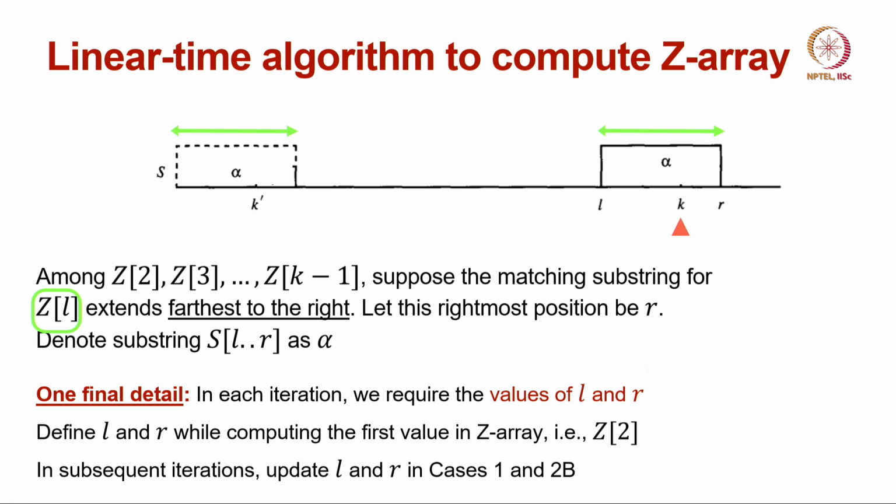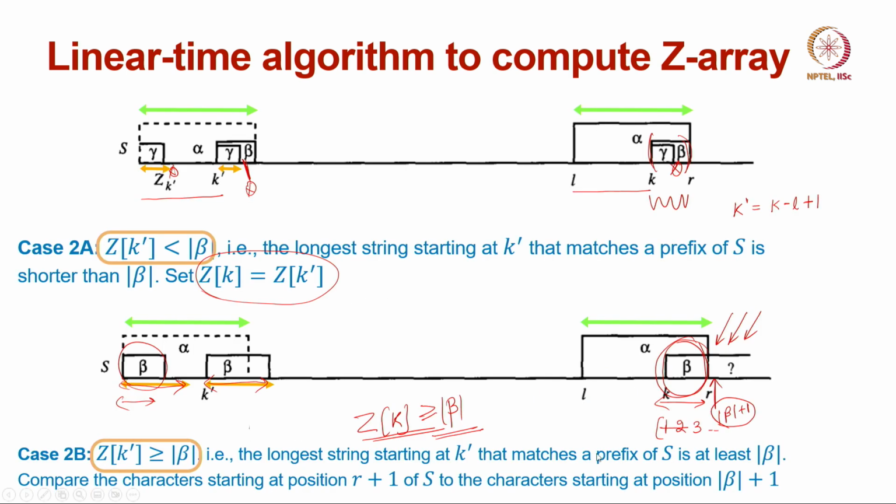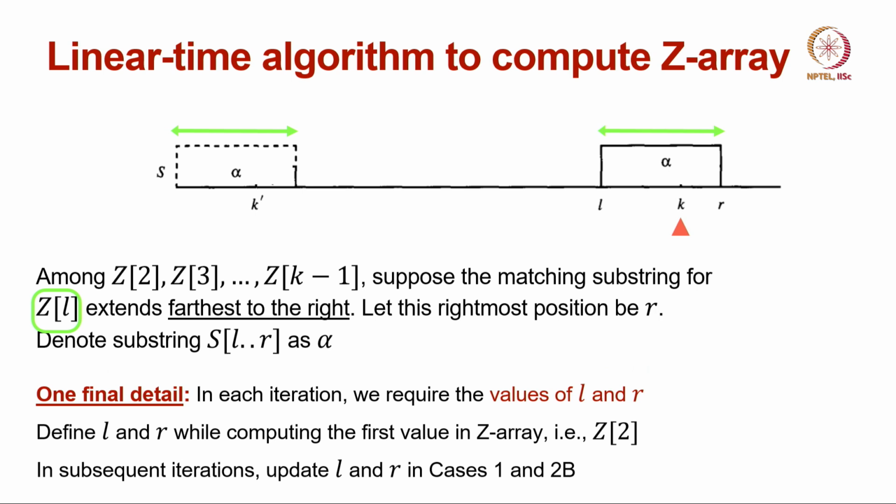In subsequent iterations, we will update the values of L and R because they keep moving further towards the right. For example, in case 2b, we started comparing characters from beta plus 1 onwards. Suppose the mismatch happened here; then we revise the value of L to K and move R further by 3 positions, so R equals R plus 3 because 3 characters have matched. In each iteration we make sure L and R are updated so that the next iteration can use them.